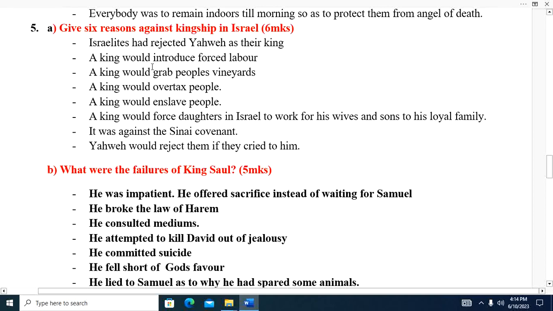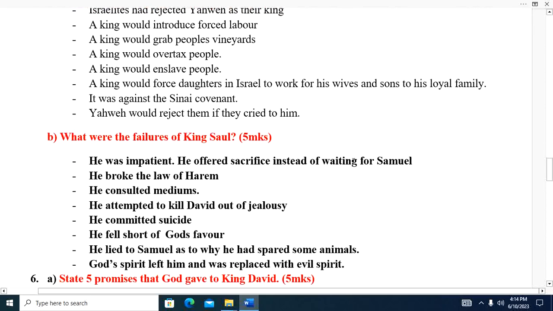Number two, a king would introduce forced labor. Number three, a king would grab people's vineyards. Next, a king would overtax people. Next, a king would enslave people. Next, a king would force daughters in Israel to work for his wives and sons to his royal family. Next, it was against the Sinai covenant. Next, Yahweh would reject them if they cried to him.